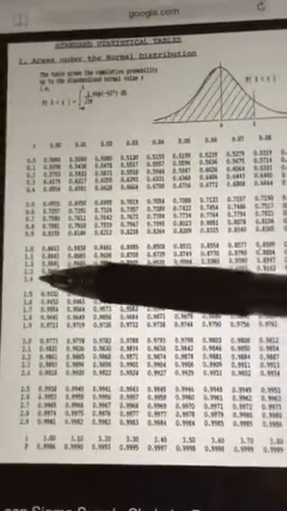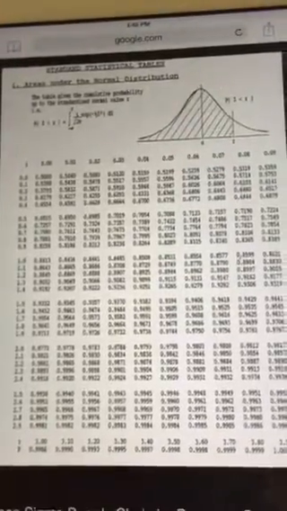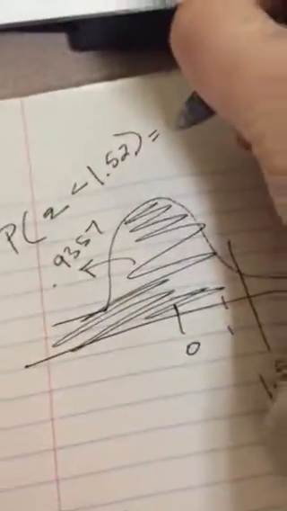So we went to 1.52 and found 0.9357. So we found out that's what that equaled, because that's what that shaded area is equal to. Okay, so the next few problems that you're going to have to do involve doing the opposite of what we were doing before.